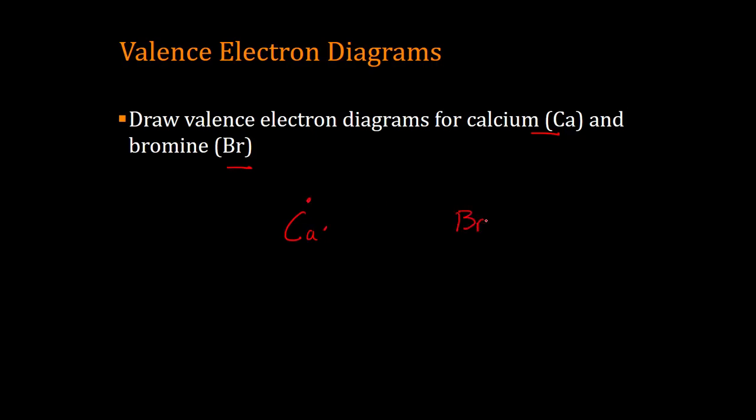Bromine, I know, is in column 7, so I'm going to go 1, 2, 3, 4, 5, 6, 7, and we're done. So when I know the number of valence electrons from the column numbers, it's a heck of a lot easier to get the electron dot diagram.